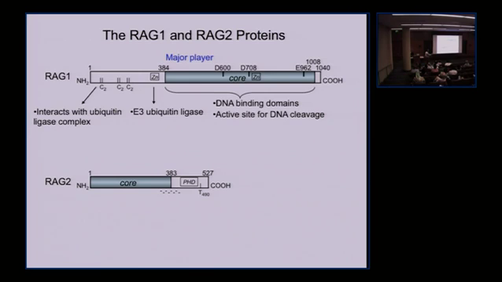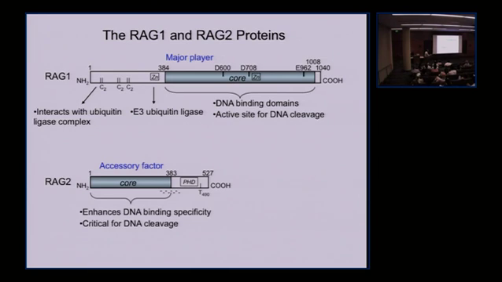Oh, it also has this big, poorly understood N-terminal region that has ubiquitin ligase activity, is almost certainly very important, but we don't understand it very well. But this region here is the major player in the reaction with all the DNA binding and cutting activities, and yet, if you don't have RAG2, this reaction just doesn't go at any appreciable efficiency. So RAG2 is sort of an accessory factor enhancing the DNA binding, and it's critical for DNA cleavage activity by RAG1. We actually understand very little about the function or structure of the core of RAG2.